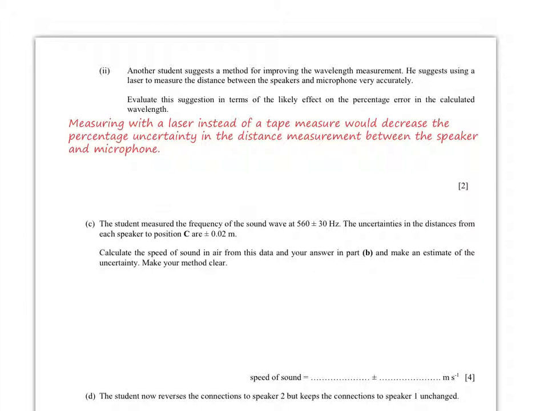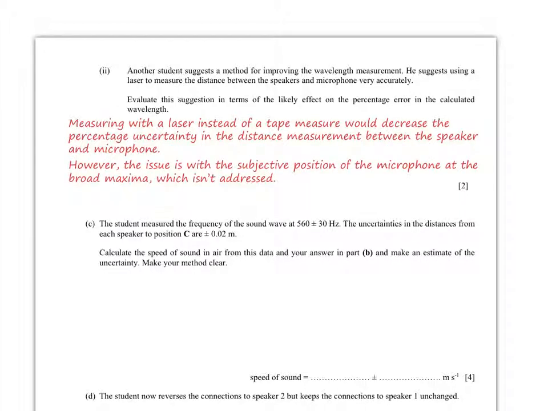So even if we can measure it really accurately, because we can't identify the point very well, then actually it's going to have a limited effect on the overall uncertainty of the experiment. So the issue, like I say, is with the subjective position of the microphone at the broad maxima. Using a laser doesn't address this, and so we're going to have actually not much change in the percentage error on the calculated wavelength.